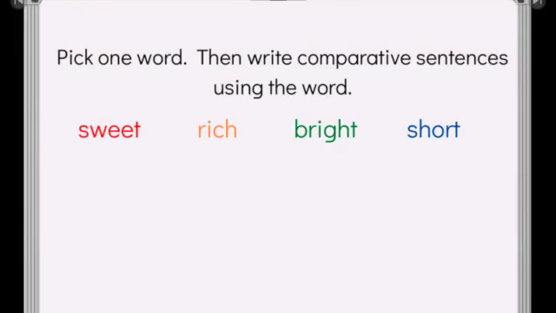Here is your next writing challenge. Go ahead and pick only one of these words and then write comparative sentences using that word. For example, if you chose the word sweet, put that at the top of your paper or whiteboard, and then go ahead and write a sentence using the word sweeter and a sentence using the word sweetest. Remember, ER is comparing two things and EST comparing more than two. Go ahead and take some time and work on that challenge.